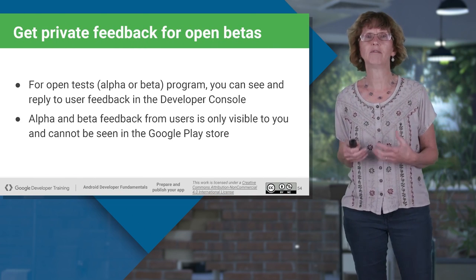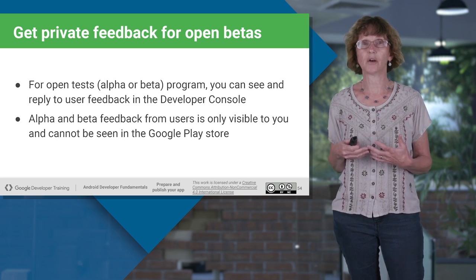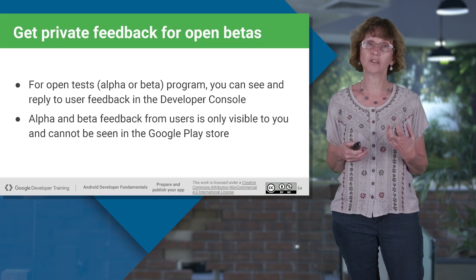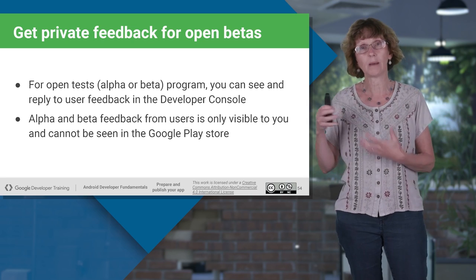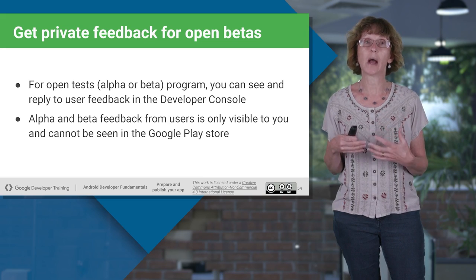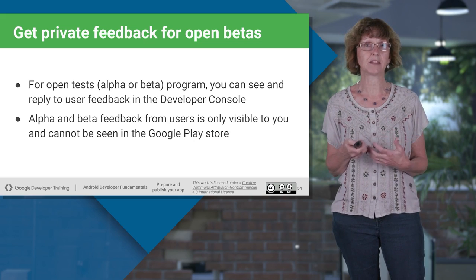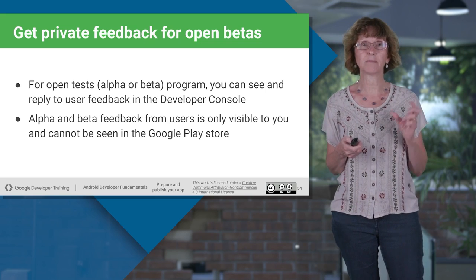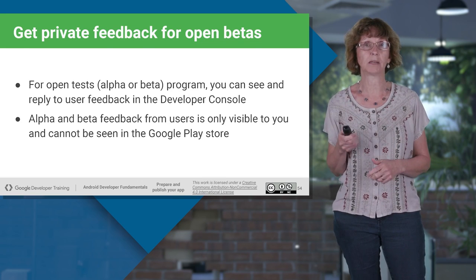So the whole point of running alpha and beta tests is to find the bugs and make your app better. So you do need to get feedback from your testers. For closed tests, you need to provide a way for users to give you feedback. Do you want them to send you email? Is there a website they can go to? Is there a message forum? Make sure that your testers know how to give you feedback. For open tests, you can read the feedback in the developer console, and you can reply to it. And again, I know I already said this a few times, but the feedback that you get from your alpha and beta testers does not show up in your Google Play listing when you go public with your app.